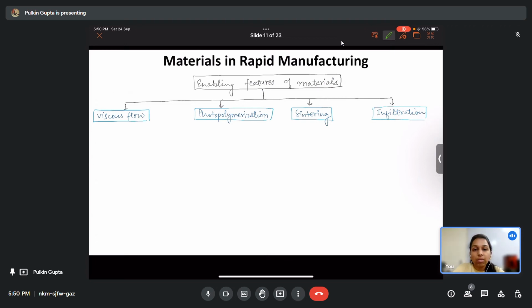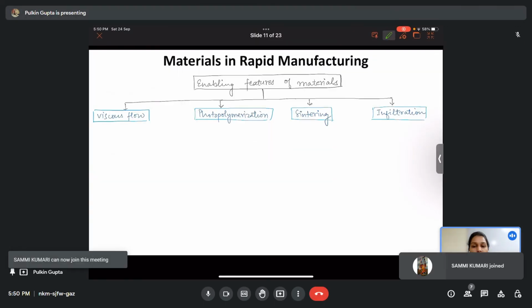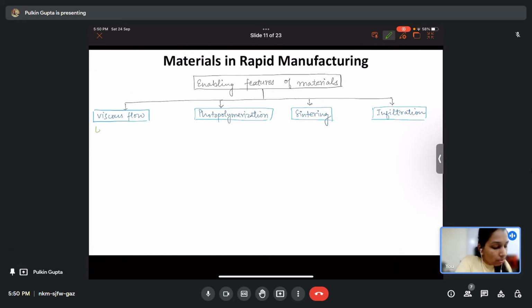So we have seen some enabling features of materials, that is, the features of the material that enable us to employ them for rapid manufacturing. So first is viscous flow. It is important for processes where a material is in the molten state. So for example, in extrusion based processes, your material is changed into a molten state, where there are shear stresses and shear strains employed in the regions.